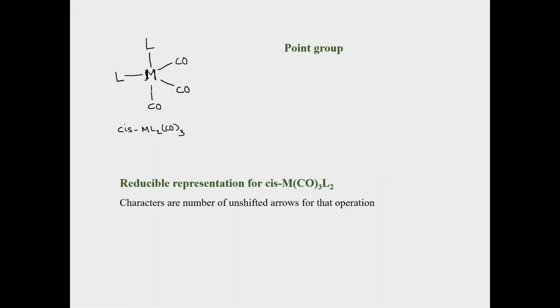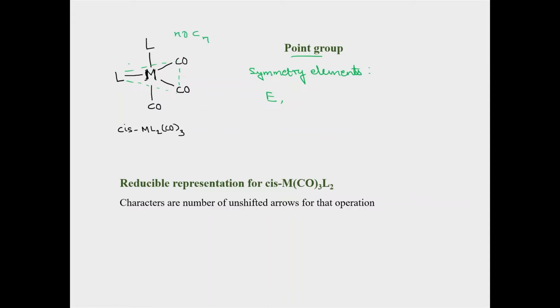To start this question, first we have to find out the point group of the given molecule. So this is a trigonal bipyramidal complex. For finding the point group, we should know what the symmetry elements present in this molecule are. Symmetry elements: one is the identity, and the other thing is that here there is no principal axis Cn.